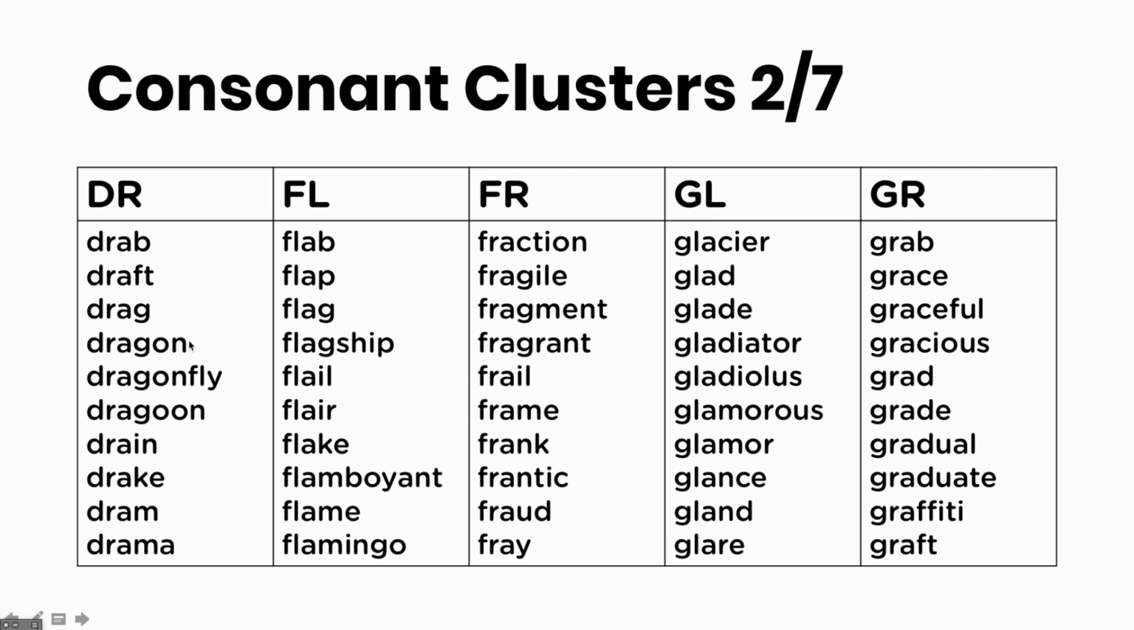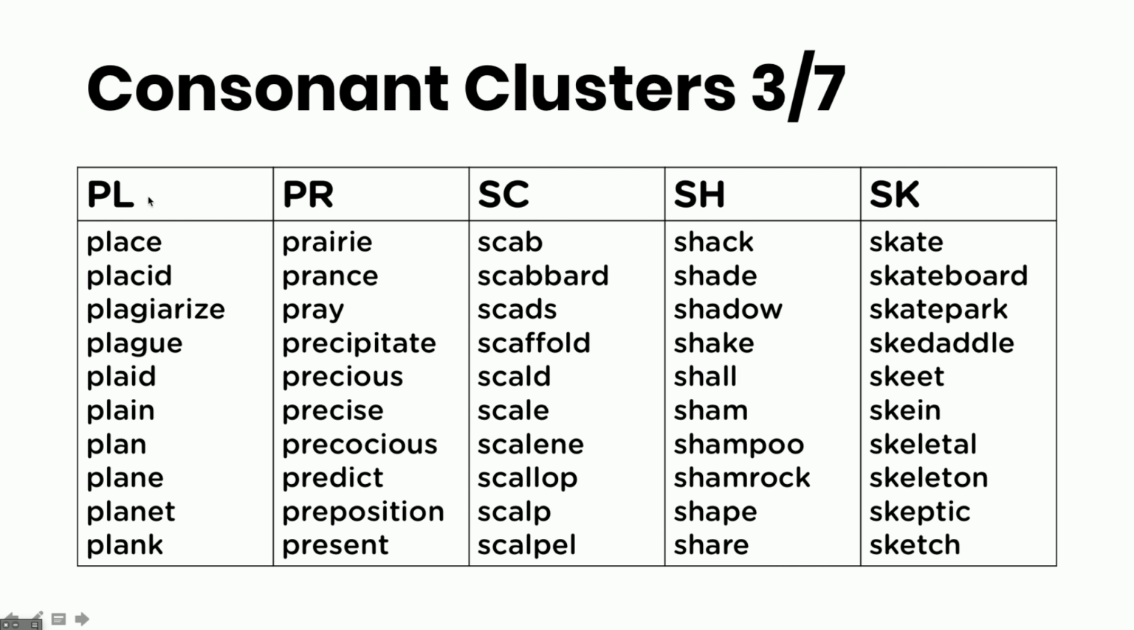So we have dr, as in drab, draft, drag, dragon. We have fl, as in flab, flap, flag, and flagship. We have fr, fraction, fragile, fragment, fragrant. We have gl, glacier, glad, glade, and gladiator. We have gr, grab, grace, graceful, gracious. Let's keep going. Pl, place, placid, plagiarize, plague. Pr, prairie, prance, pray, precipitate.